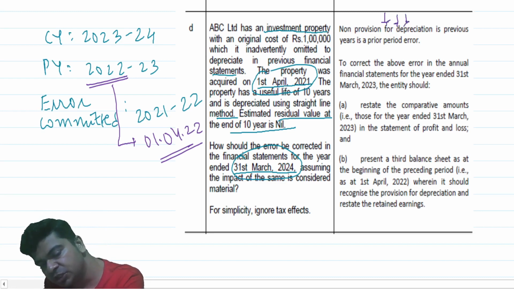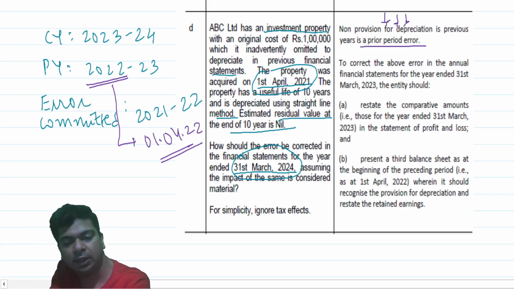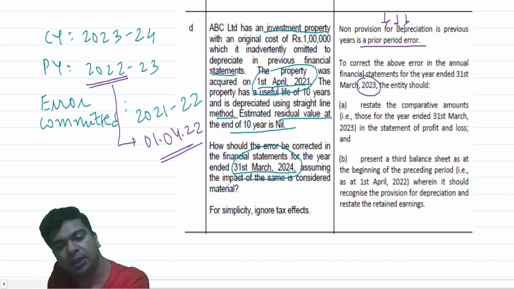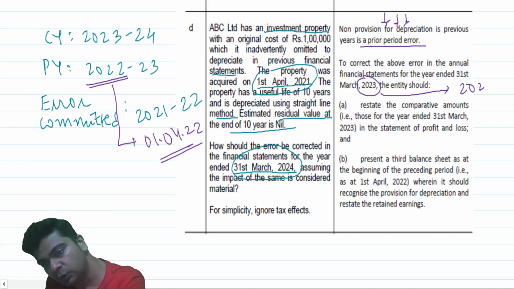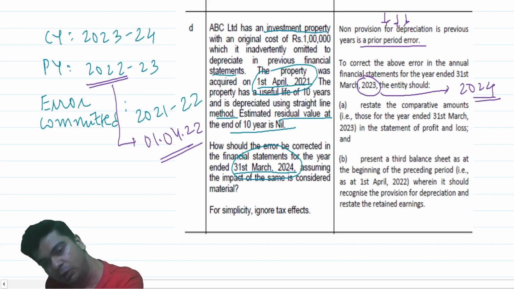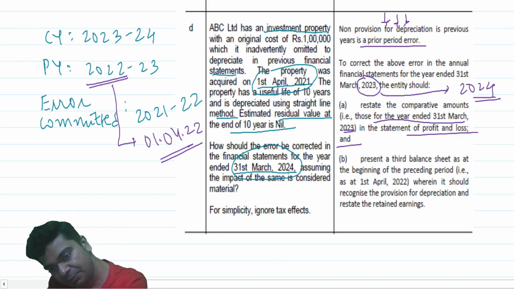Non-provision for depreciation in previous year is a prior period error. To correct the above error in the annual financial statements for the year ended 31st March 2023, the entity should, okay, there is a slight mistake here. It should not be 2023, it should be 2024. To correct the above error in the financial statements for the year ended 31st March 2024, the entity should restate the comparative amounts, that is for the year ended 31st March 2023 in the statement of profit and loss, and present the third balance sheet as at the beginning of the preceding period, that is 1st April 2022.